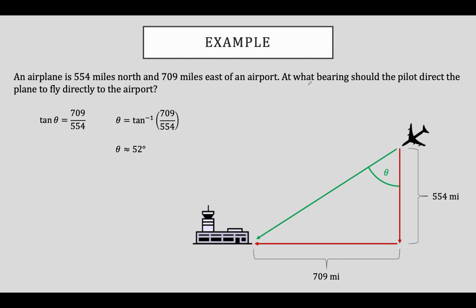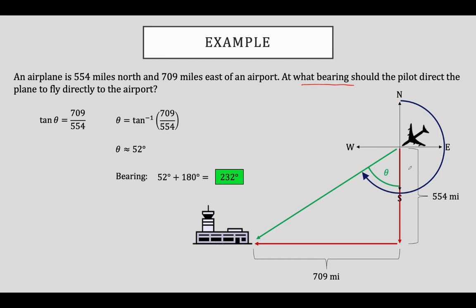Now we have to determine the bearing. Remember that bearings in airplane navigation are measured clockwise from due north. All right, well, if I draw out my cardinal directions, due north being up here, notice that in order to get my bearing, I would have to add 180 degrees to our 52 degree angle. 52 degrees plus 180 degrees gives us a bearing of 232 degrees. There is our final answer.